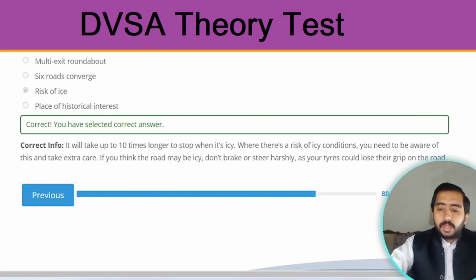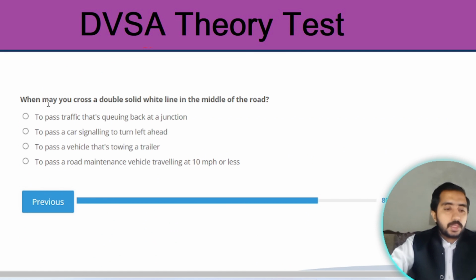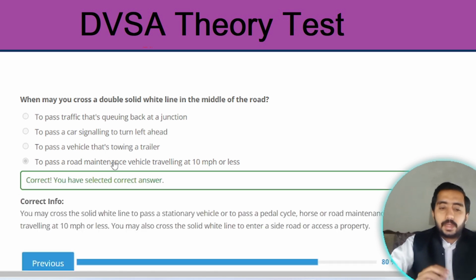Let's jump into the next question. When may you cross a double solid white line in the middle of the road? The correct answer is option D. To pass a road maintenance vehicle traveling at 10 mph or less. Option D is the correct option.